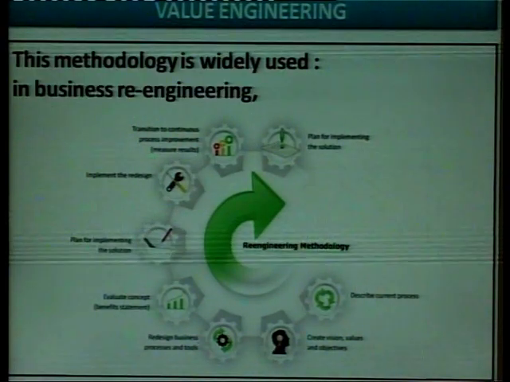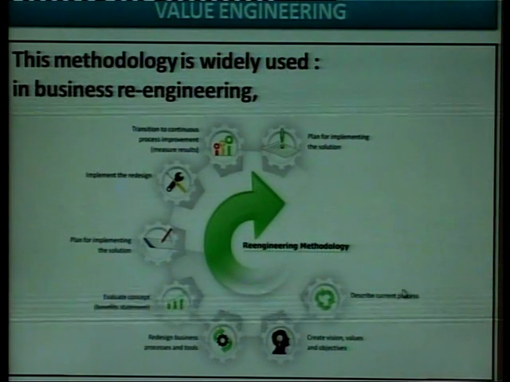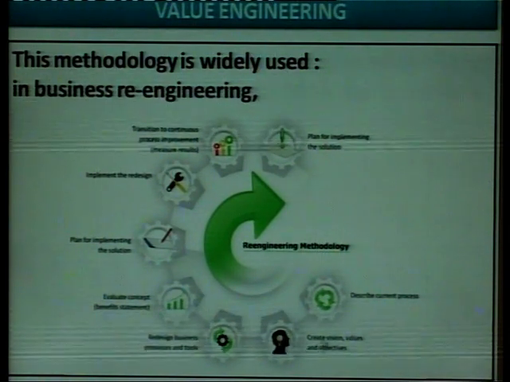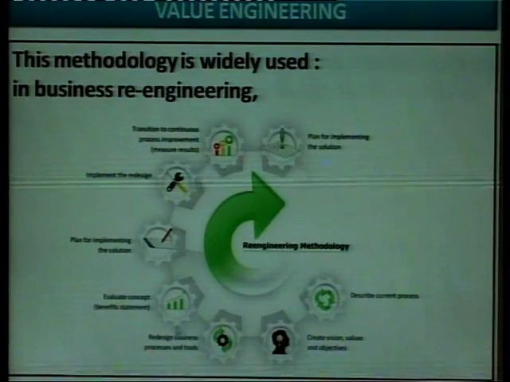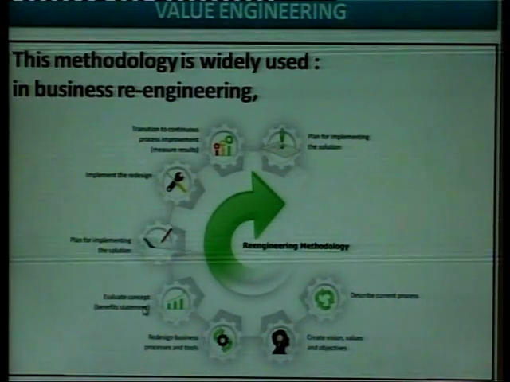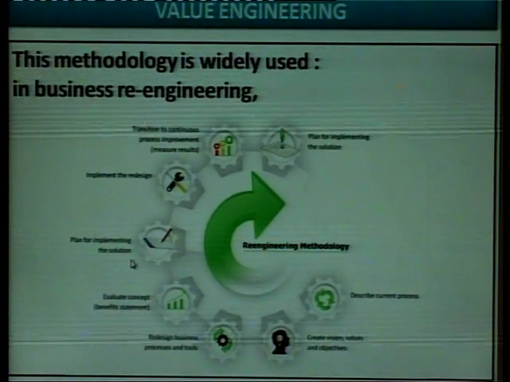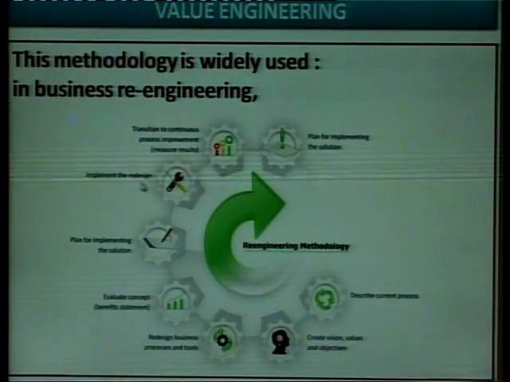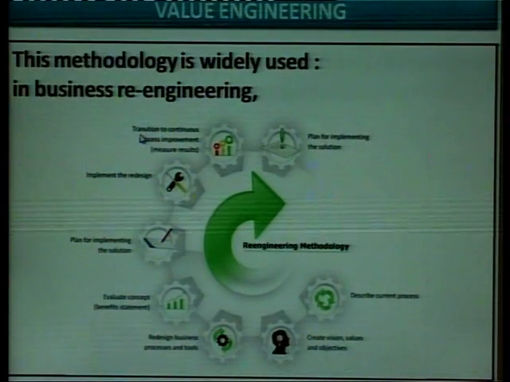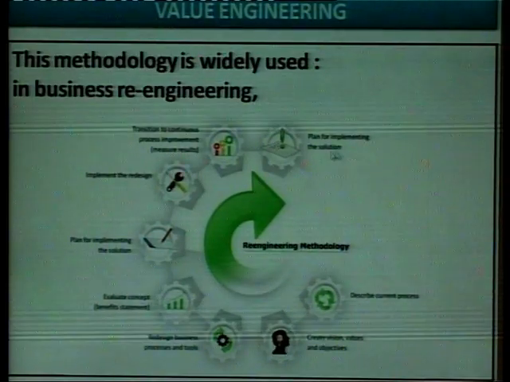The business re-engineering includes describe current process, create vision, values and objectives, redesign business processes and tools, evaluate concepts, plan for implementing the solution, implement the redesign, transit to continue process improvement, plan for implementing the solution.